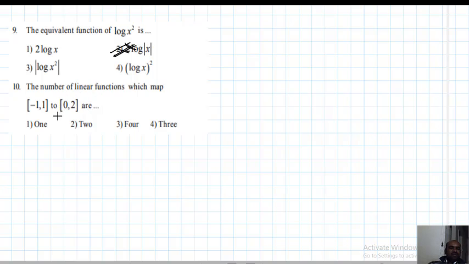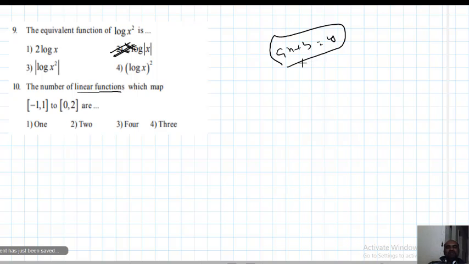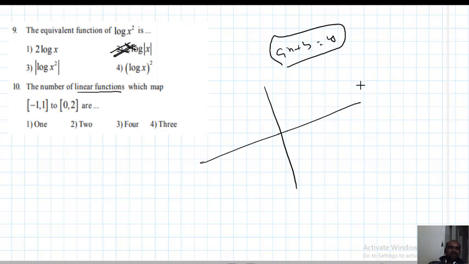Questions? 11th question. The number of linear functions, the function of the form ax plus b. So already you know ax plus b equal to y gives a straight line on the coordinate plane. Already explained. So the number of linear functions which maps minus 1 to 1 to 0 comma 2. I will explain through graph.